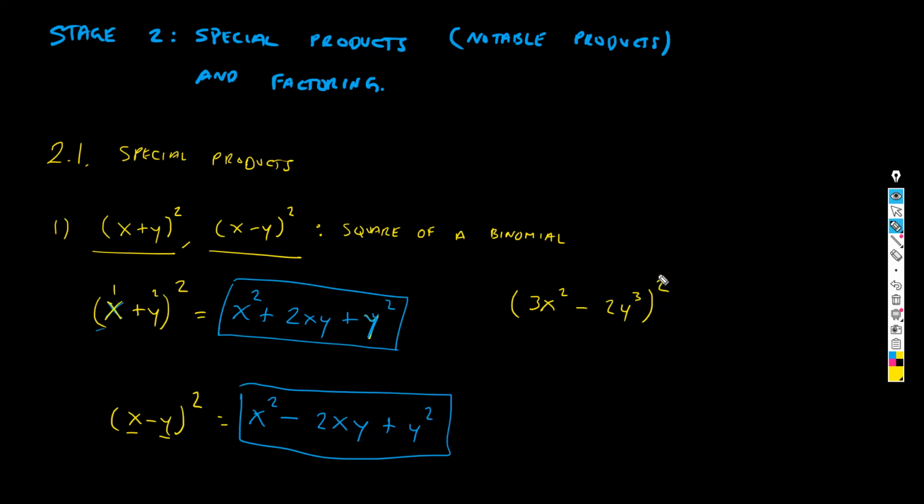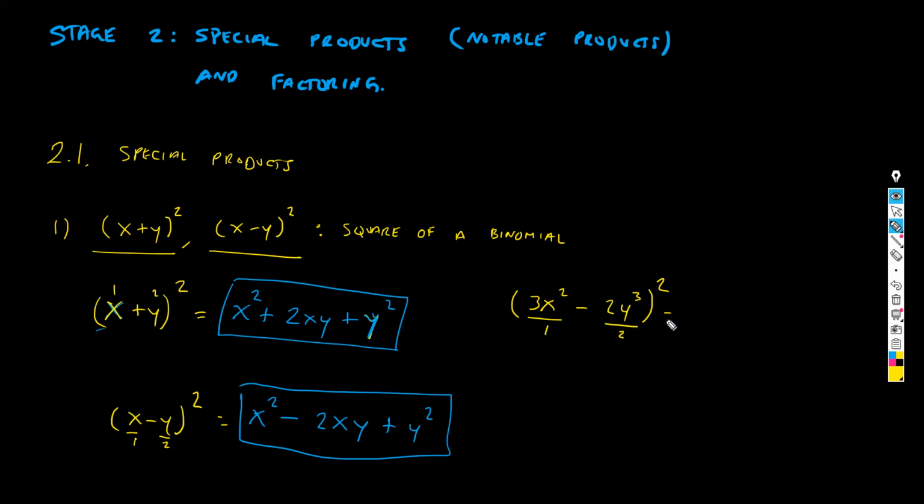You see, so I follow the same idea here. I have a binomial, because this is clearly a binomial. We have a minus in here, just like this, so I'm going to apply this rule. What is my first number here? It's all of this, 3x squared. That is my first number. What is my second number here? It's all of this, 2y to the cube. That is my second number.